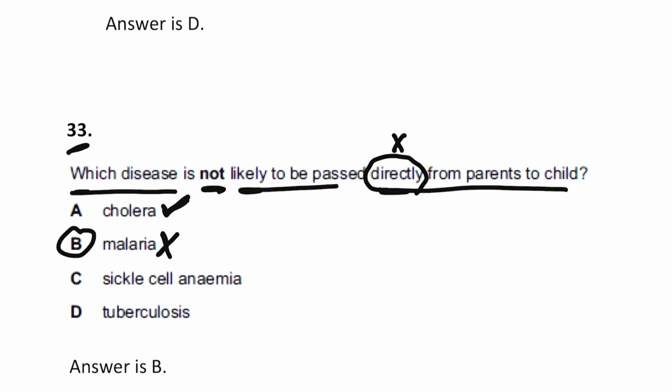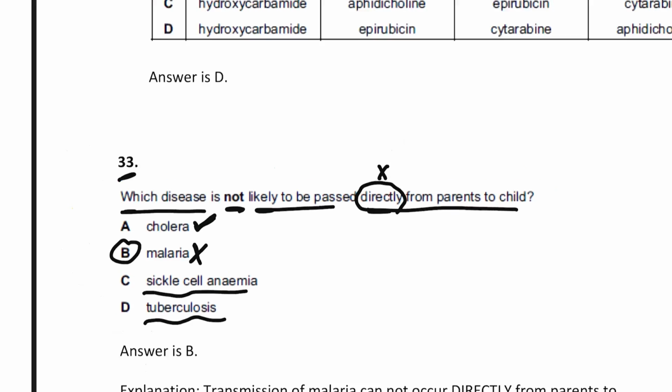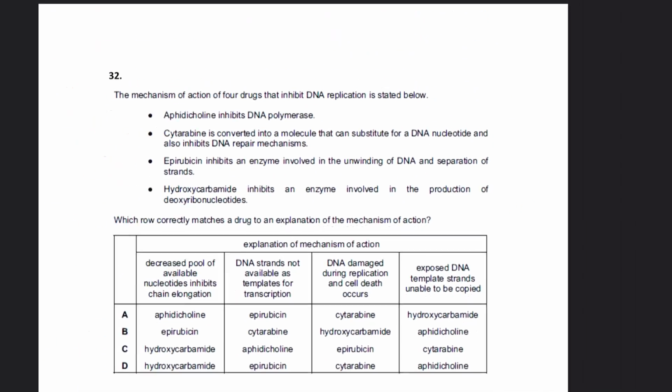If we talk about sickle cell anemia, guys, sickle cell anemia can be passed from parents to child because it's a genetic disorder which can be inherited. Tuberculosis can also be passed from parents to child, because tuberculosis spreads via respiratory droplets. So if the child is in close contact with the parents, the TB can easily be transmitted. Let's move on to MCQ number 32.